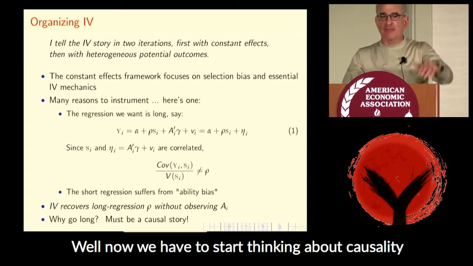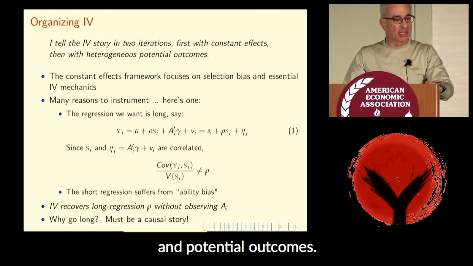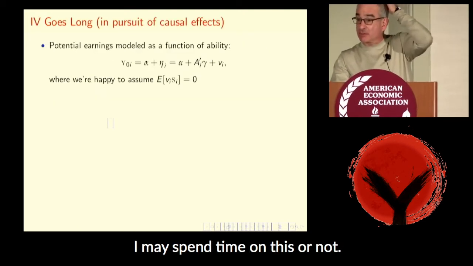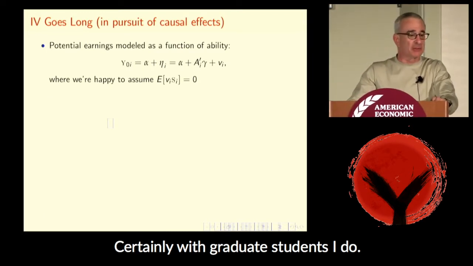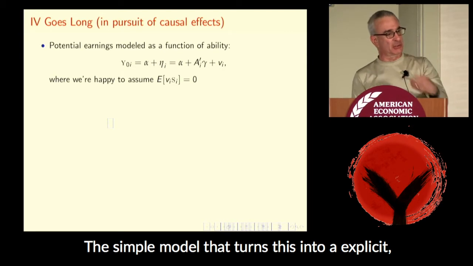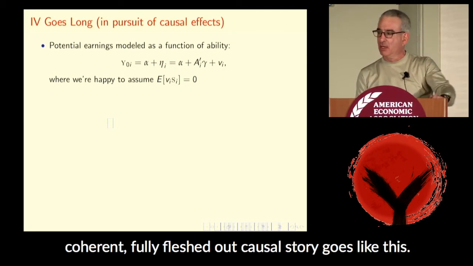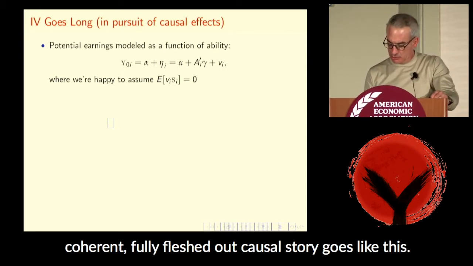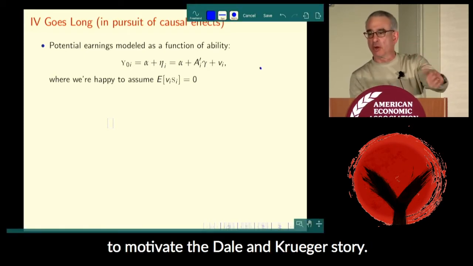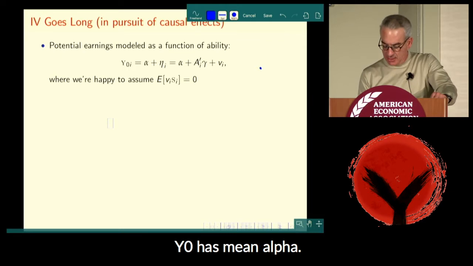Well, now we have to start thinking about causality and potential outcomes. And depending on the audience, I may spend time on this or not. Certainly with graduate students, I do. The simple model that turns this into an explicit, coherent, fully fleshed out causal story goes like this, and this is very much the model that I used to motivate the Dale and Krueger story.